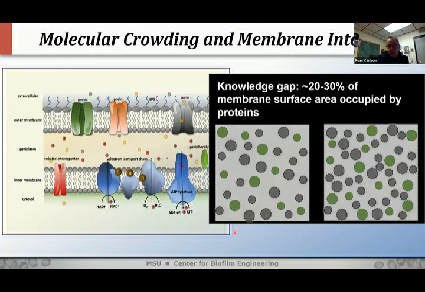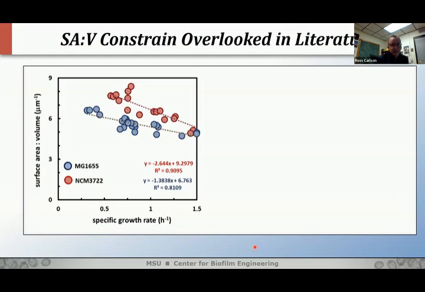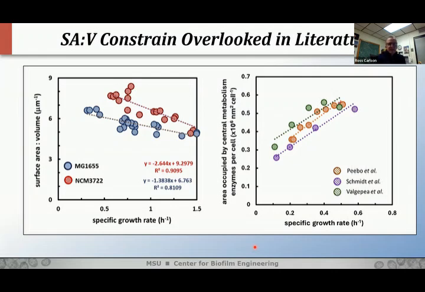So what we'll be looking at today is the intersection of surface area to volume and the membrane capacity to host proteins, and how that theoretically influences the phenotypic limits of a cell. Looking back at this notion of surface area to volume constraining phenotype, if you look at the literature, there are actually quite a few people saying that surface area is not a constraint on phenotype.